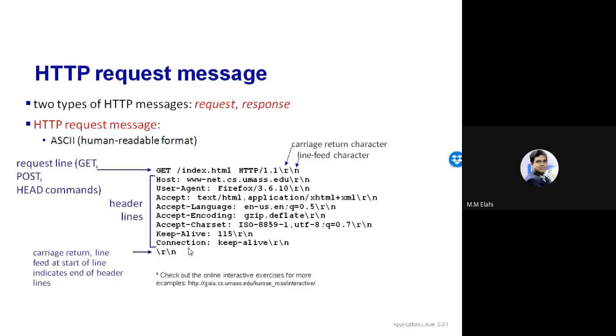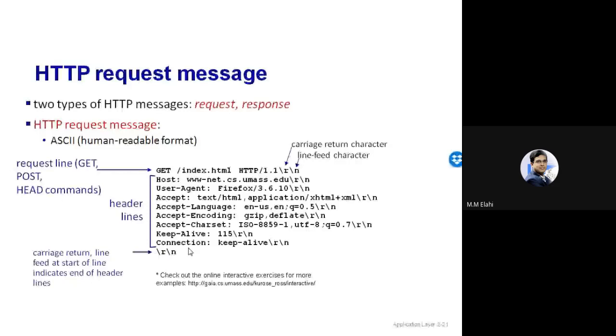Then user agent. User agent means what type of platform the client is using. See Mozilla Firefox, the version number is given here. Then accept: text/html or different types like XHTML, XML. The client can specify what type of format it can accept, so that the server will send that particular format only. Then accept language.